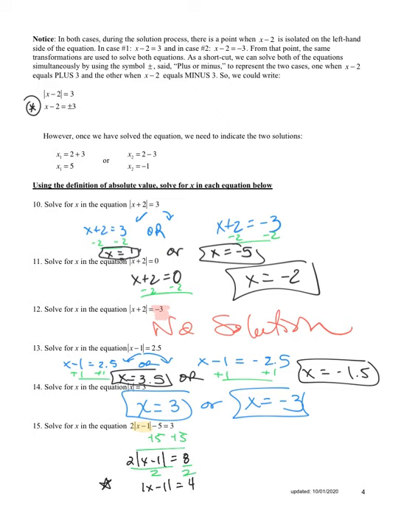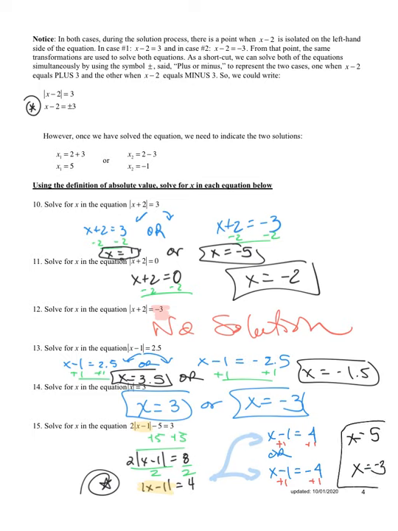Now, it is at this point, when I have isolated the absolute value expression, that I split it into 2 cases. So what are my 2 cases? The first one is x minus 1 equals 4, or x minus 1 could equal negative 4. Solving each of those, you should be able to get x equals 5 and x equals negative 3. Each of those values of x would make that a true statement.